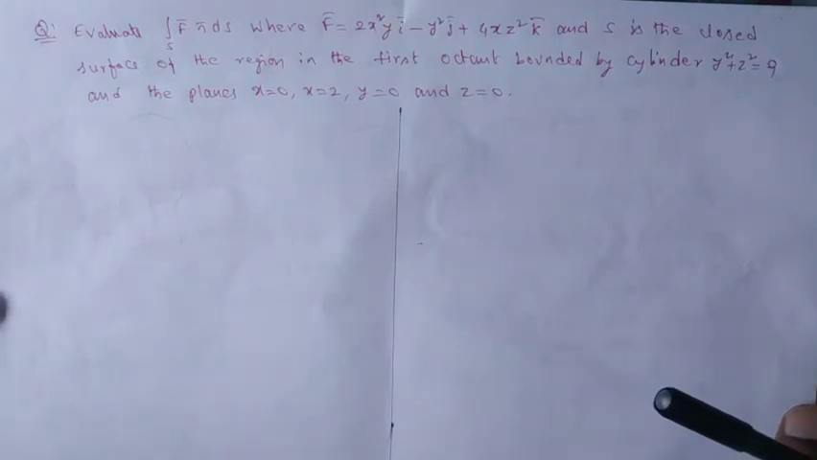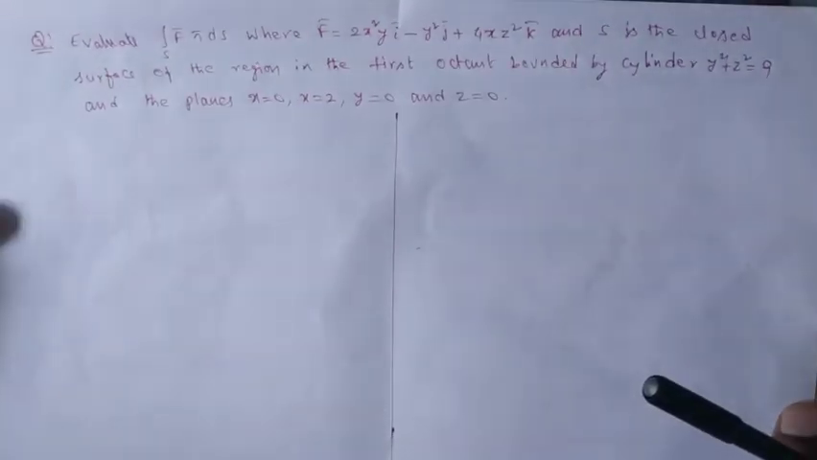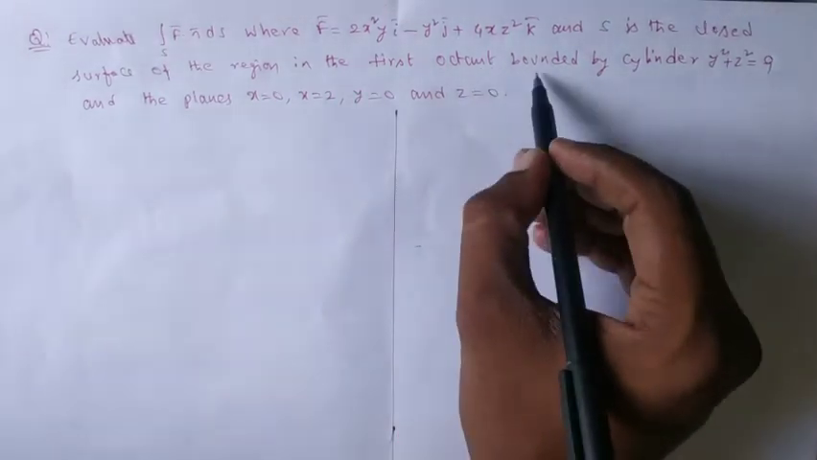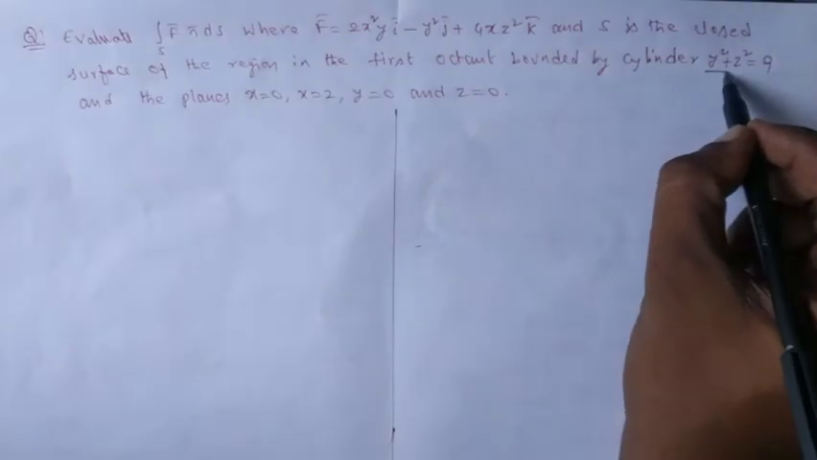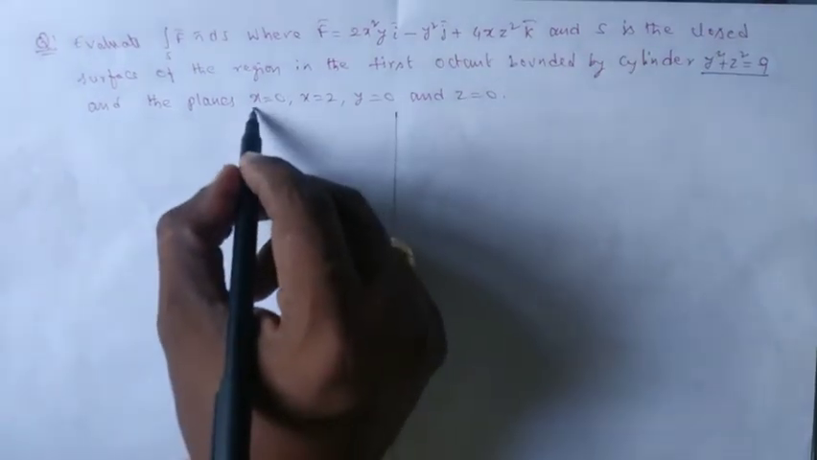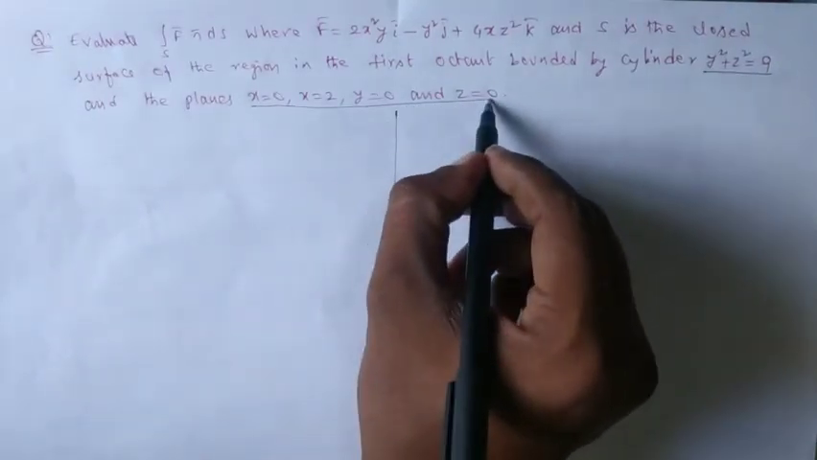Let us take another problem. Evaluate the integral over S of F bar dot n bar dS, where F bar equals 2x squared i bar minus y squared j bar plus 4xz squared k bar, and S is the closed surface of the region in the first octant bounded by the cylinder y squared plus z squared equal to 9, and the planes x equal to 0, x equal to 2, y equal to 0 and z equal to 0.